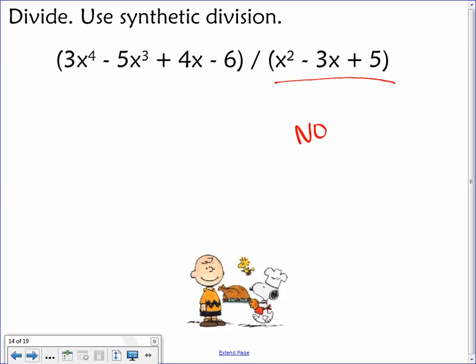If the directions say use synthetic division and I give you this, you can't. But if it just says divide, then you'd have to use long division. You couldn't use synthetic.